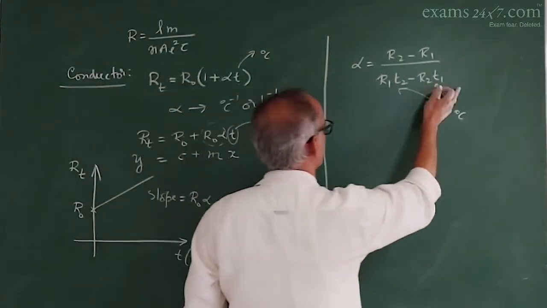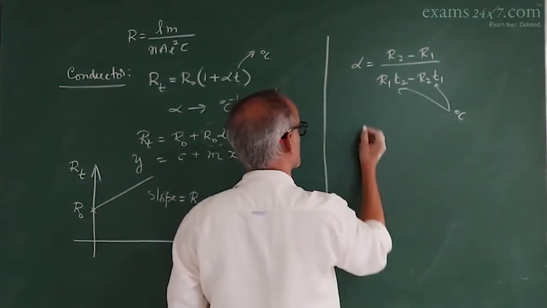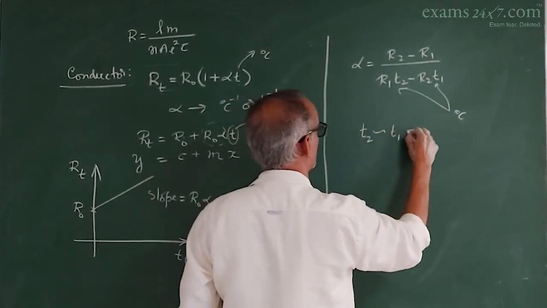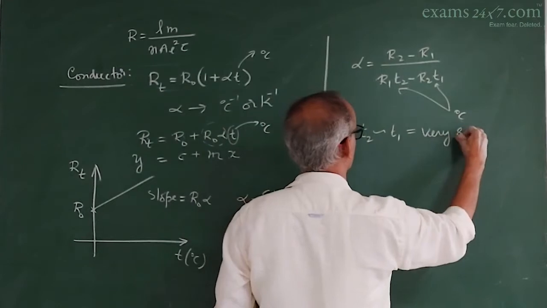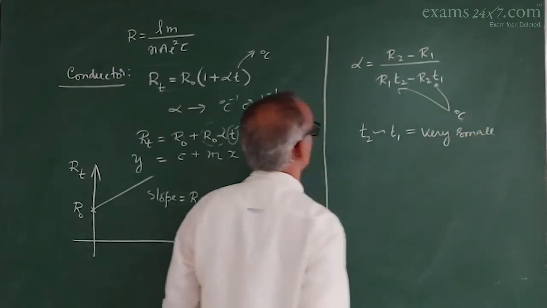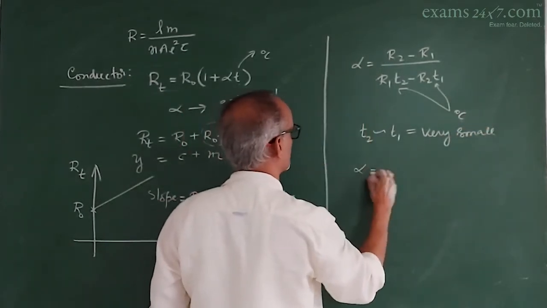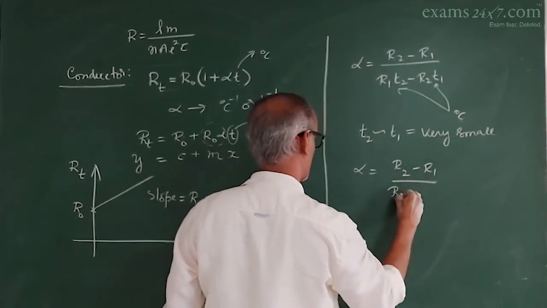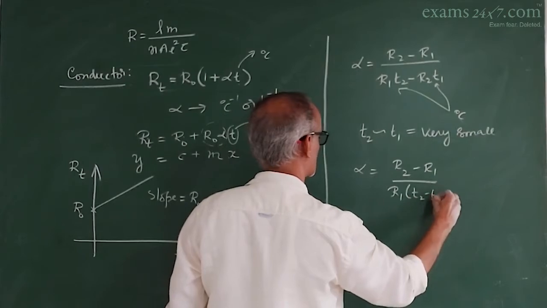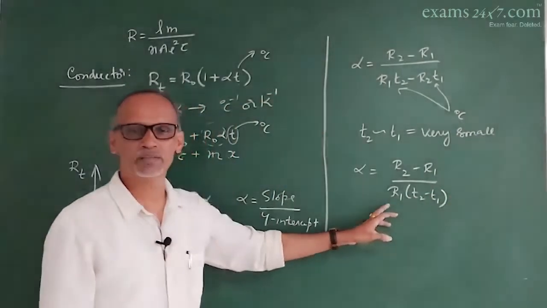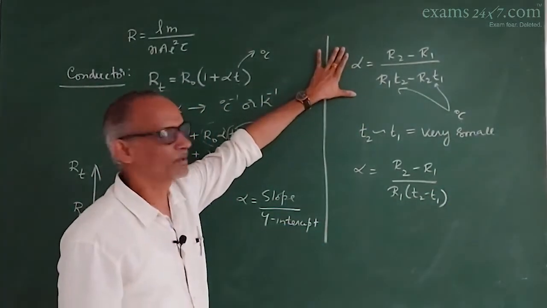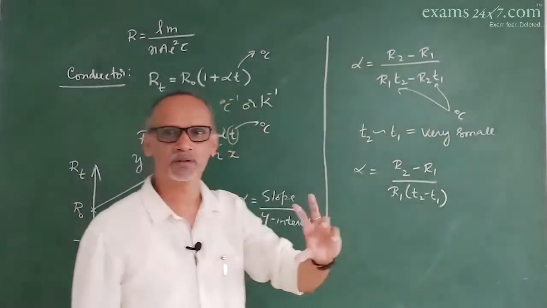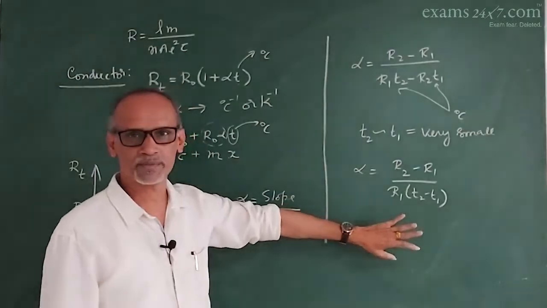Now if the difference between T1 and T2 is very small, then we can write the equation alpha is equal to (R2 minus R1) by R1 into (T2 minus T1). So this will give you the approximate value of alpha. The previous equation will give you the exact value of alpha, but if the difference between T2 and T1 is very small, then you can even go for the approximate equation.